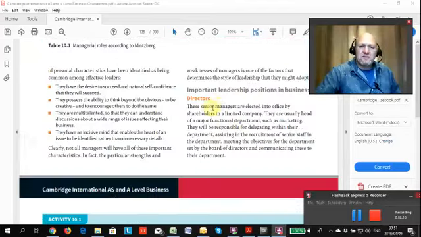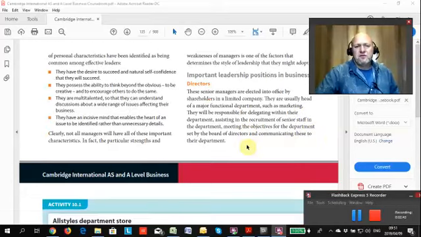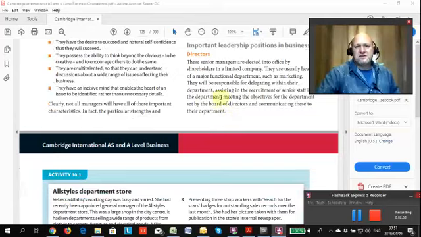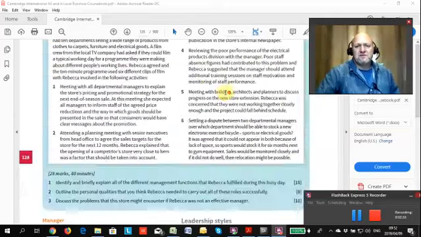So a director is normally a senior manager. They're elected into office by the shareholders of the company, and they're usually head of a major functional department such as marketing, finance, etc. Their responsibility is delegating to the different staff in the department. They meet and set certain objectives for the department, and they have a broad view of the business. Their sole focus is to measure and set objectives, and they don't actually do the work itself, but they're the ones that guide the different departments.